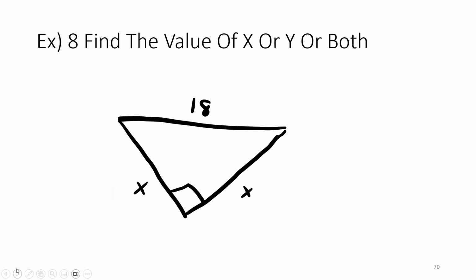Okay, let's do example 8. How many examples do we have? Okay, there's 10 examples. So on example 8, this is also an isosceles. These are the congruent, so this is a 45, 45. Okay, this is a little bit different now. We are given the hypotenuse, right? 90 goes with 18, so that is technically the hypotenuse.